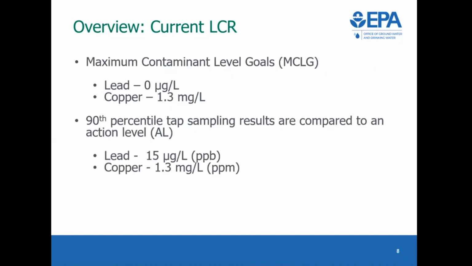For the existing rule, there is a maximum contaminant level goal for both copper and for lead. For lead, the contaminant goal is 0. There is no safe level of lead. For copper, it's been set at 1.3 milligrams per liter. Along with these goals, the rule determines action levels. So for copper, it's 1.3 milligrams per liter. And for lead, it's set at 15 micrograms per liter, or parts per billion. So our 90th percentile from our tap sampling is weighed against these action levels to determine if corrosion control treatment or later public education and lead service line replacement is required.